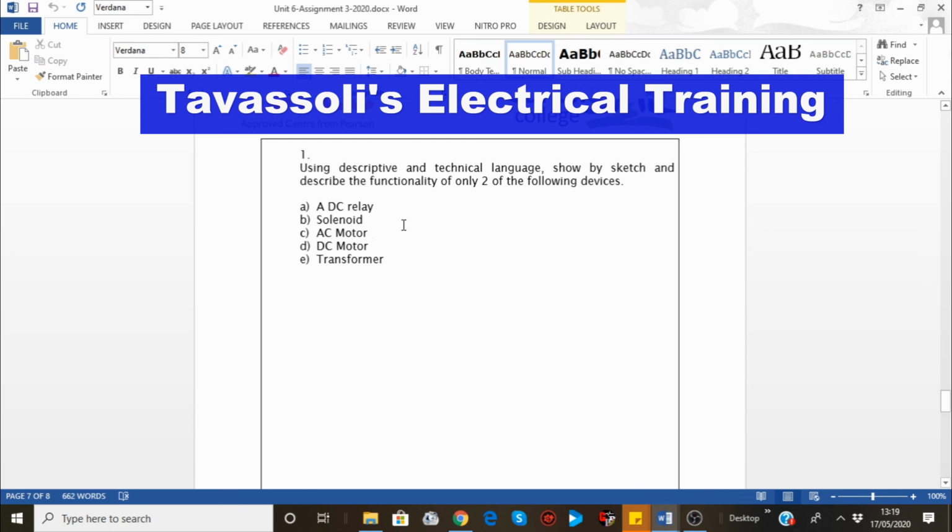I want you to do a little bit of research, and of course some of these are already answered in the lesson that I've put there, but you can do your own research and find out the functionality of 2 of these. So you pick 2 of these and explain with sketches or diagrams. And if you're using any websites, then you need to reference them, but you need to write them in your own words. You can't just copy and paste.